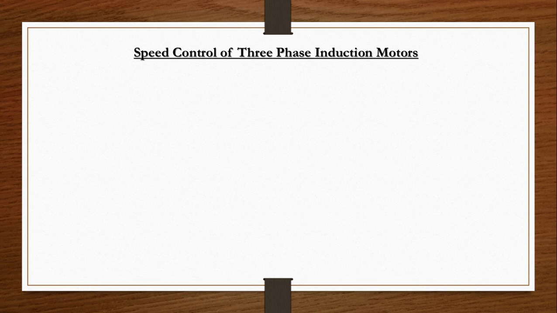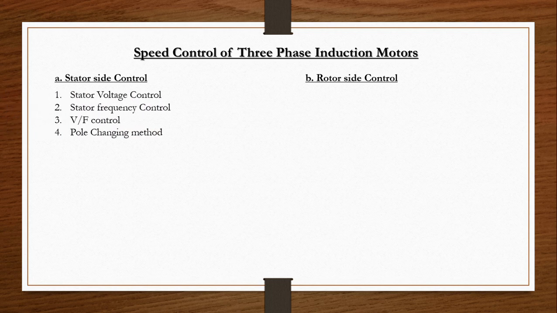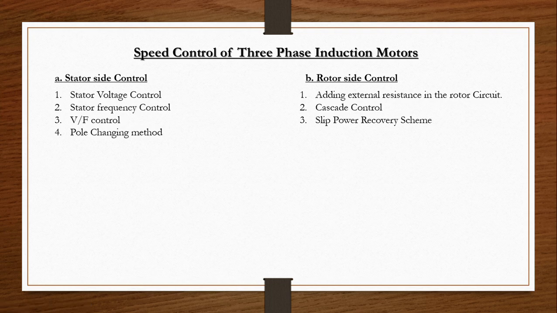In general, speed control of three-phase induction motor is classified into two. First one for stator side control, next one for rotor side control. Stator side control is further classified into four: stator voltage control, stator frequency control, V by F control, pole changing method. Then rotor side control is classified into three. First one adding external resistance in the rotor circuit, next one cascade control, last one slip power recovery scheme.